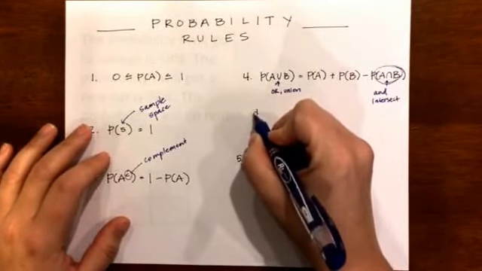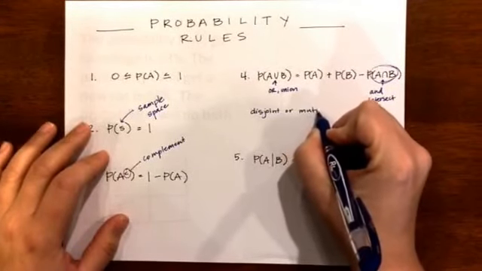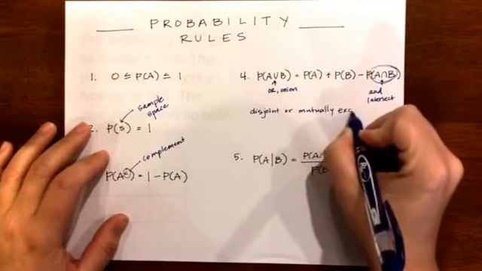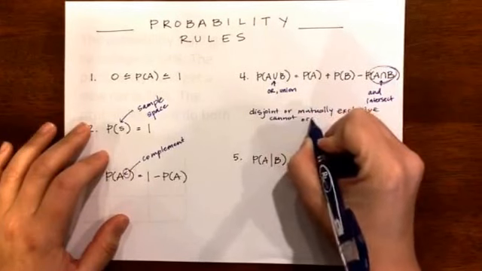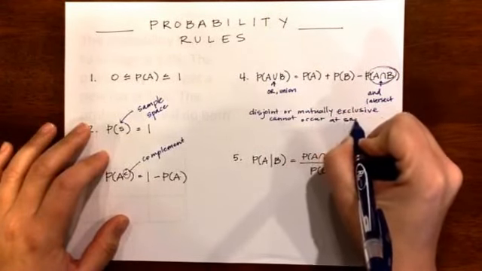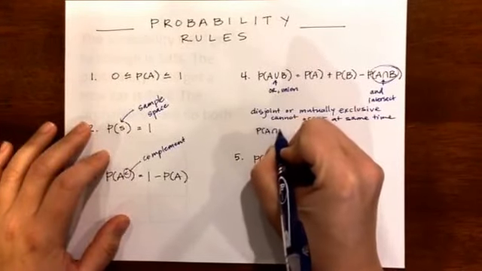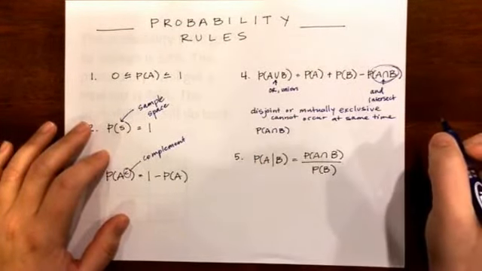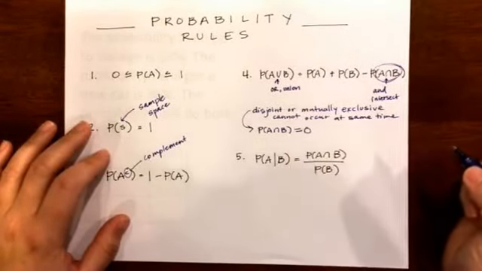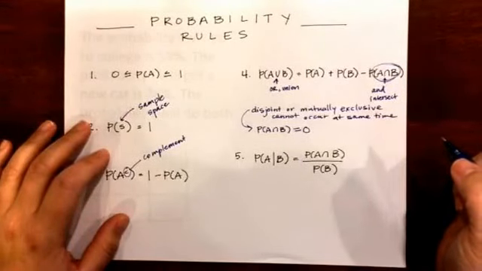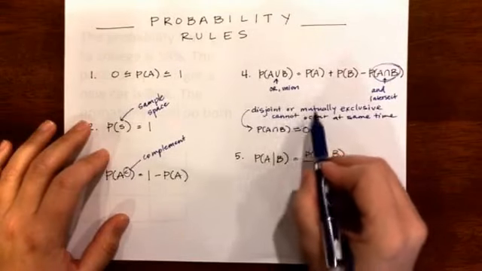Well, if two things are disjoint or mutually exclusive, they cannot occur at the same time. Okay, so that means that if A and B are both happening and they are mutually exclusive, they are disjoint, that means they can never occur at the same time. That's what equals 0 means. It means that A and B do not happen at the same time. Okay, so that's the definition of disjoint.